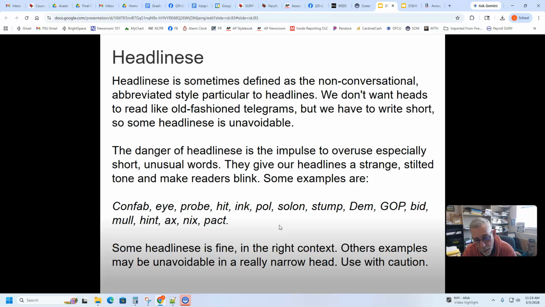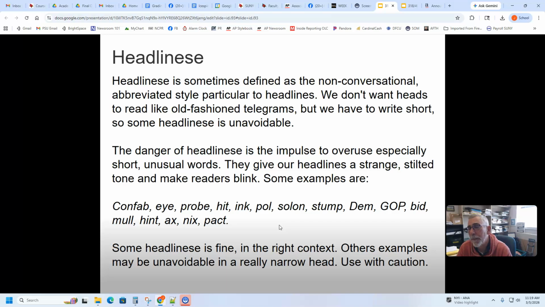Confab, that's a word. Everybody eyes this. He eyed that. They eyed this. Examine, mull. Examine is okay. Mull is another one. Probe, hit, ink. Ink a pact. Ink means sign or approve. Poll means politician. Solon is another; that comes from the Latin, an old word for politician.